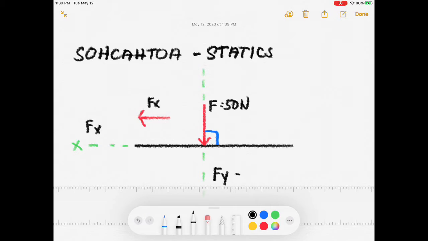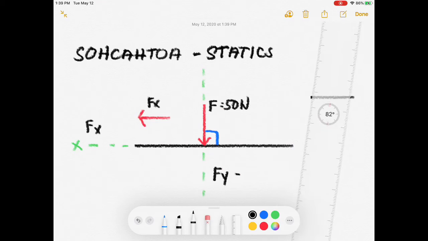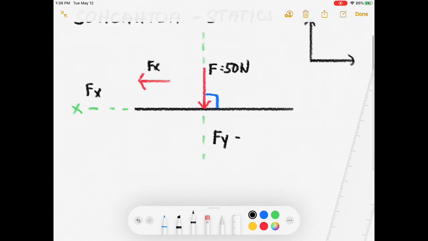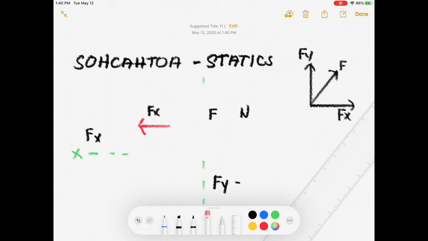Because the concept in statics is that a certain force has a horizontal and a vertical component. So this one is the force, and we have Fy and Fx. Now, how do we apply SOHCAHTOA? We will use it when the given force is not aligned with the x and y axes.